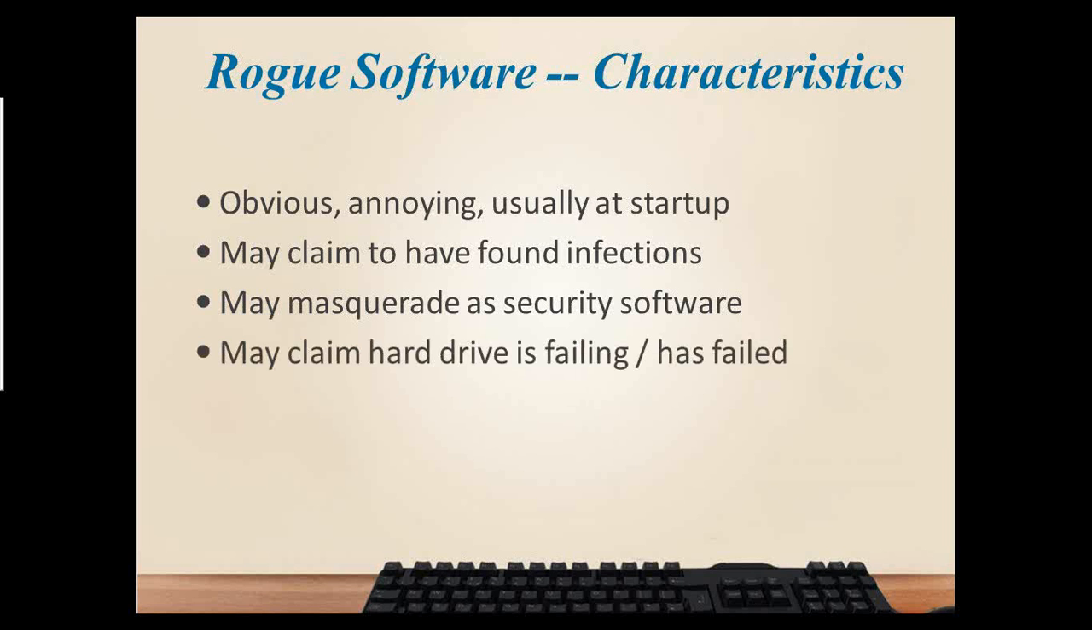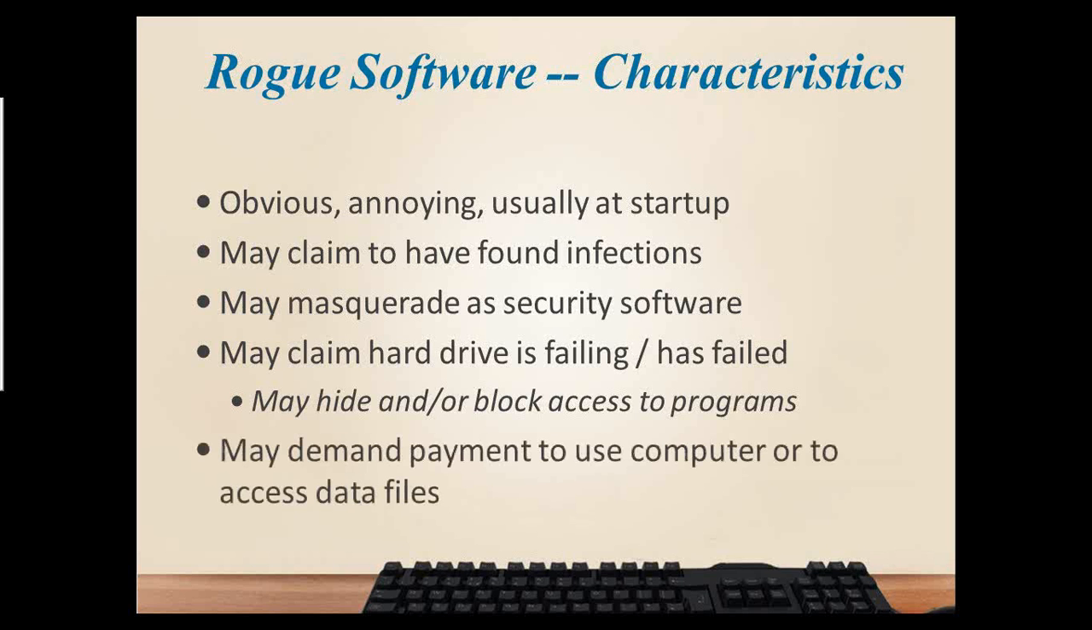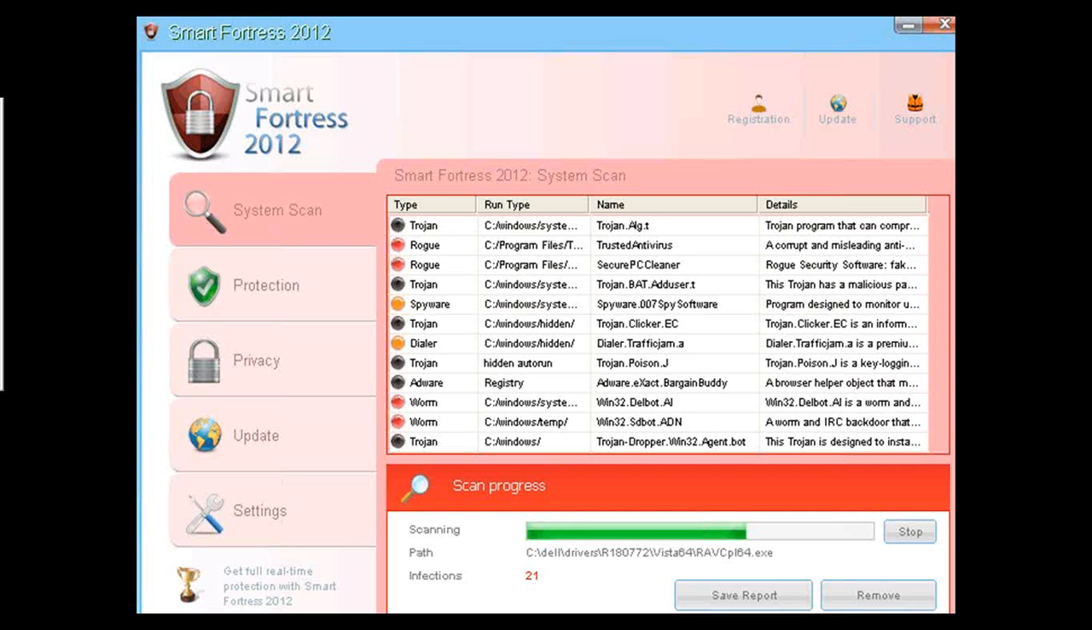The next generation of rogues claimed that your hard drive was failing or had failed. And as part of that, to make it look more believable, they'd frequently hide or block access to your programs and/or your data files. So as far as the user is concerned, their files weren't there anymore, their programs were grayed out, couldn't open them, so yeah, my hard drive really must be failing. I better give them that credit card real quick while they can still fix it. But of course, the latest generation is the ransomware, where they're demanding payment to either use the computer or to access your data files.